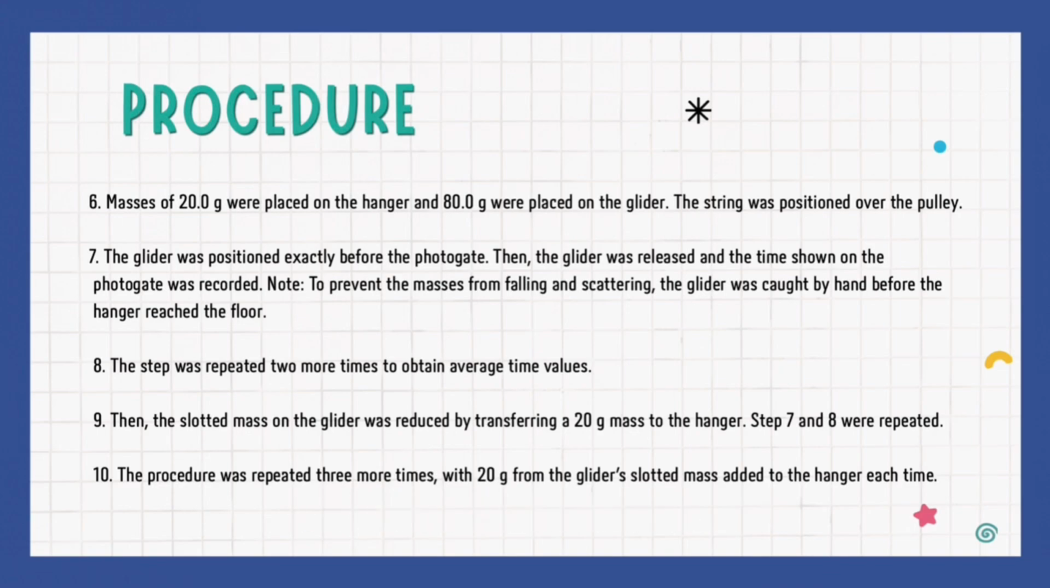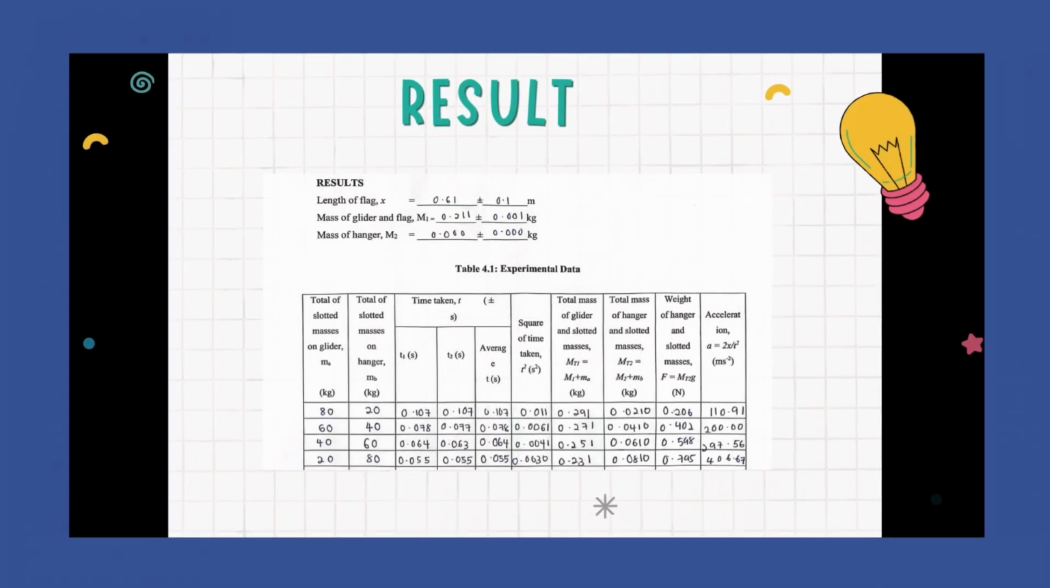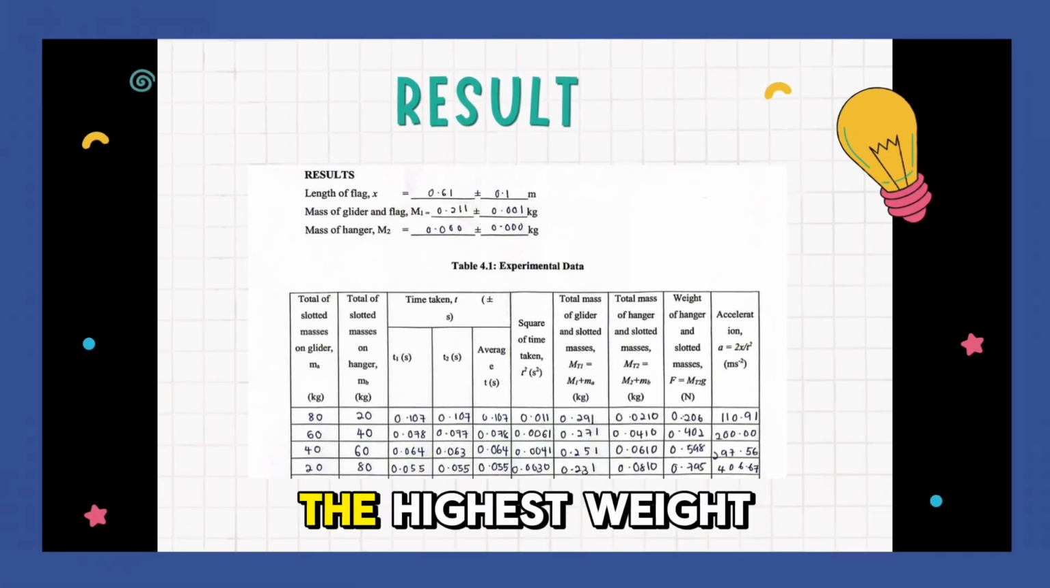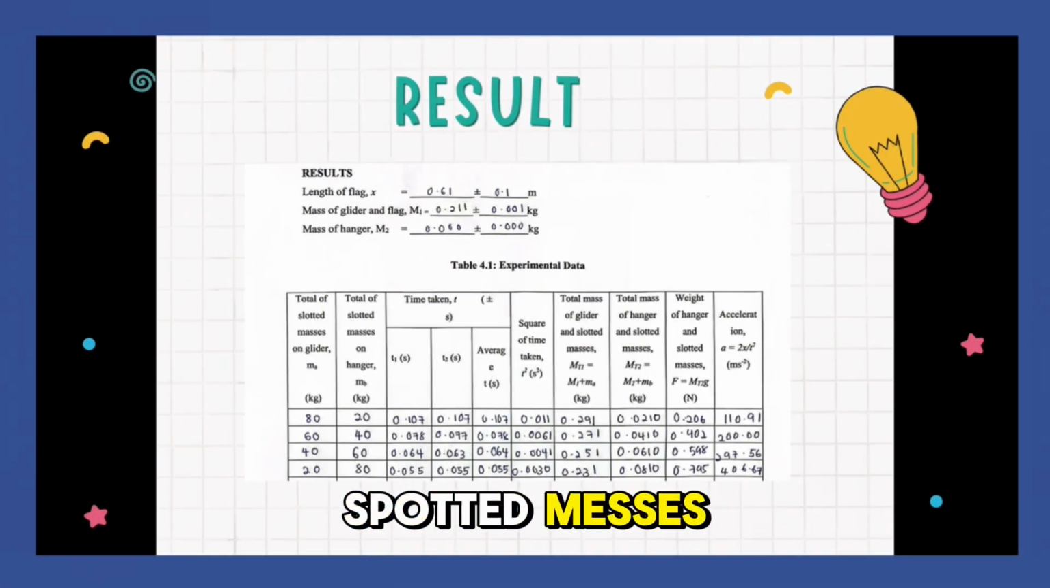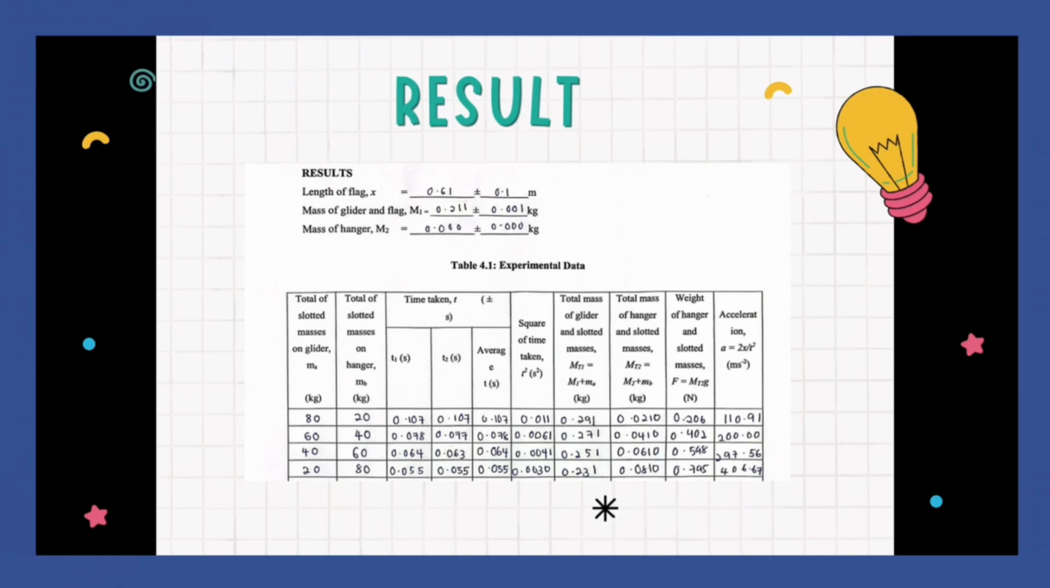added to the hanger. So, from this result, we can conclude that the highest weight of hanger and slotted masses is 0.795 and the acceleration is 406.67 meters per second, and the least is 0.206 for the weight of hanger and slotted masses and the acceleration is 110.91 meters per second.